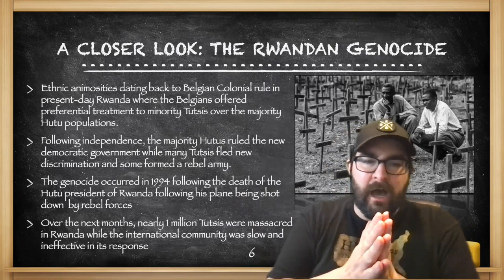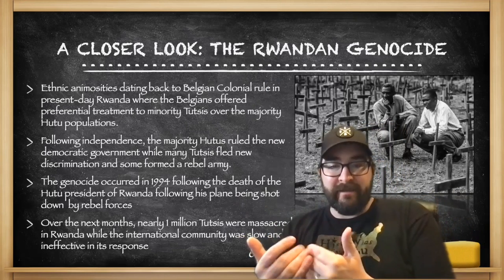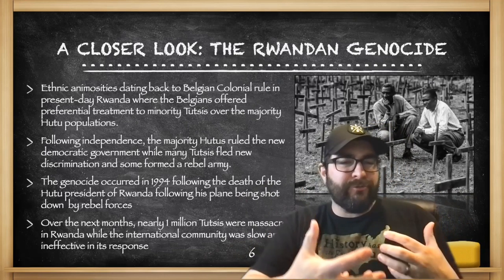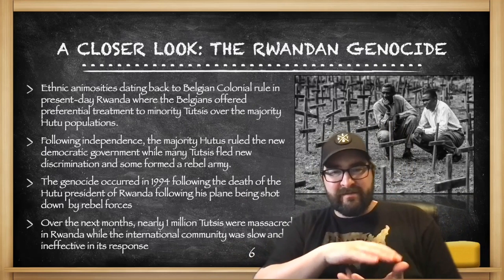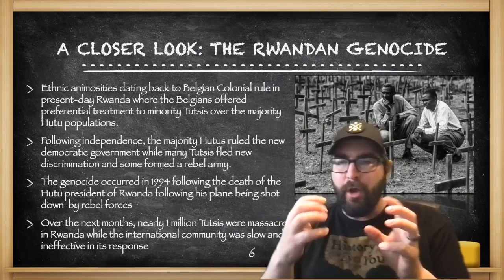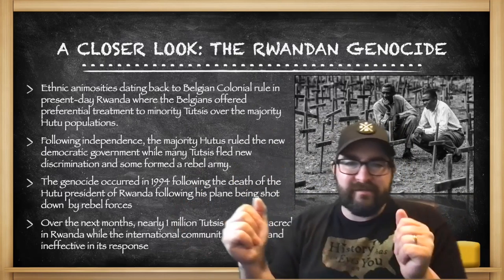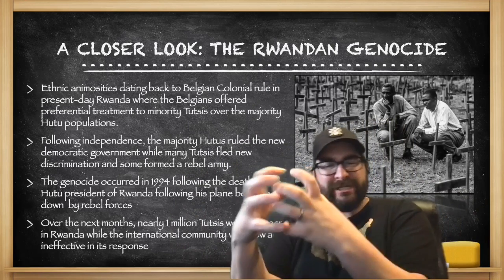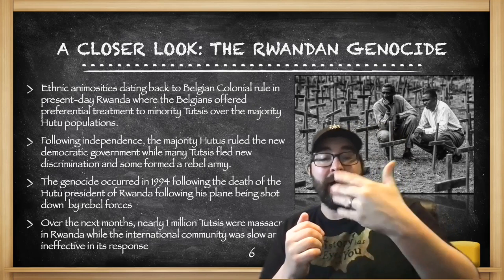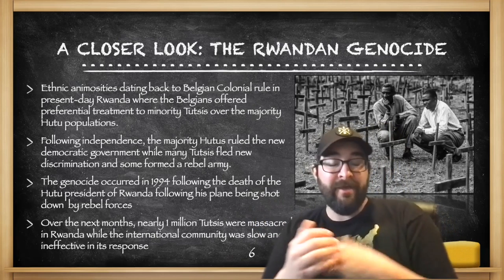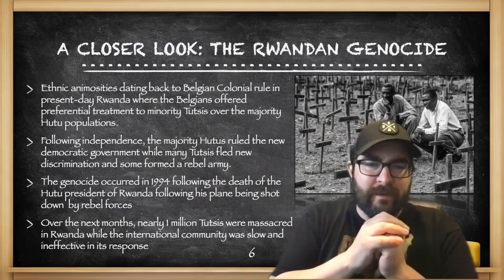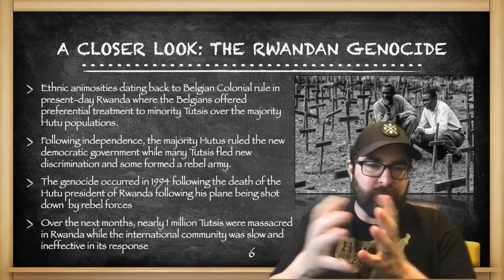In the 1990s, we have ethnic animosities in Rwanda that date back to the Belgian colonial rule, where the Belgians would offer preferential treatment to a minority population of Tutsis over the majority population of Hutu. Remember, this is a legacy of imperialism, where European imperial powers took no consideration for the ethnic groups that they pushed together to live in the colonial era. And the Belgians, for their part, in this region of their colony, favored the Tutsis over the majority Hutu population, which was another strategy that was often employed by imperial rulers.